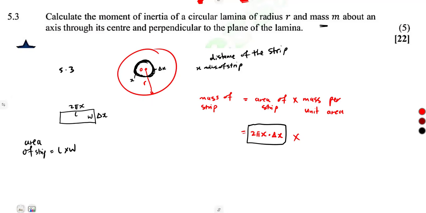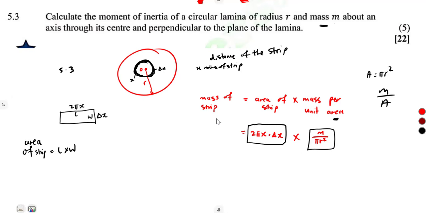This is not strip area, this one. The area that we're talking about is of the shape that you're given, the original shape, the circle, not the area of strip. The strip is the one inside of the circle. But the area here is the area of the whole circle. So the area is pi r squared of the whole circle. Mass per unit area means mass over area. Mass m over area, and area is pi r squared. So this is it. This part.